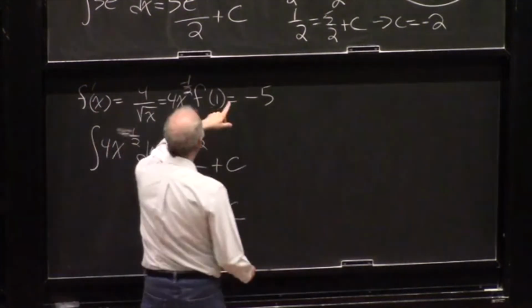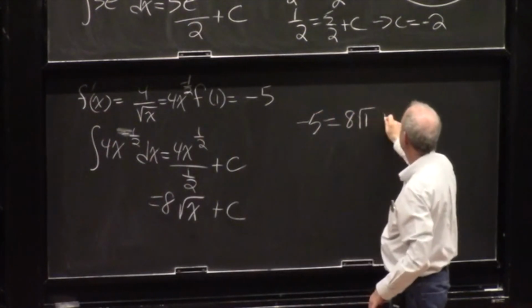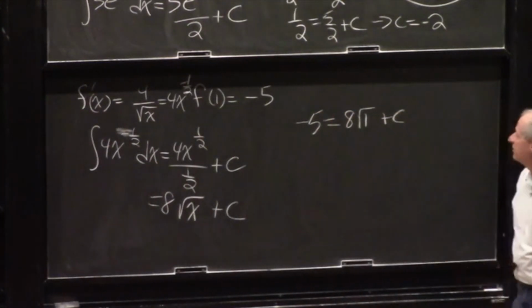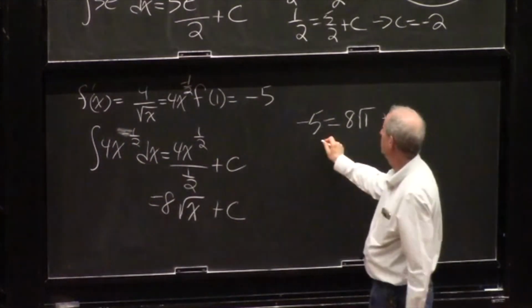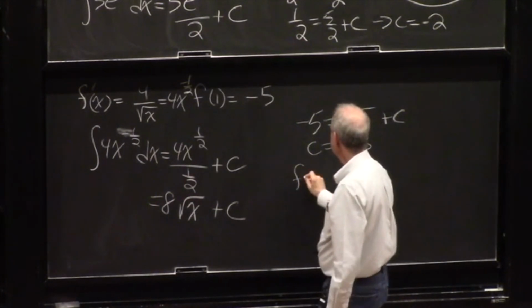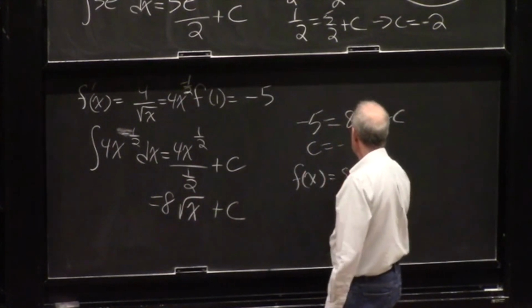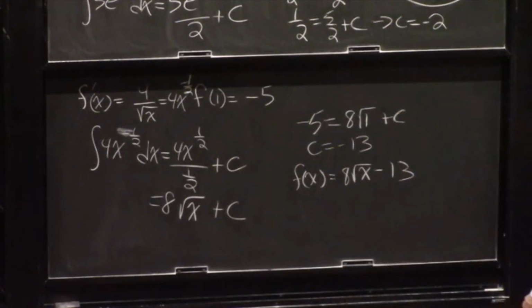Now, f of 1 is negative 5, so that means negative 5 is 8 times the square root of 1 plus C. Square root of 1 is 1. So C is negative 13, and therefore f of x is 8 radical x minus 13.